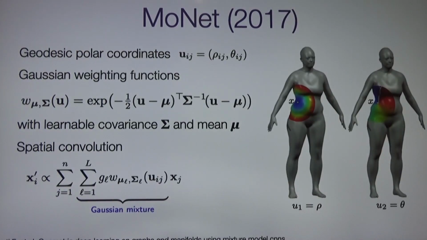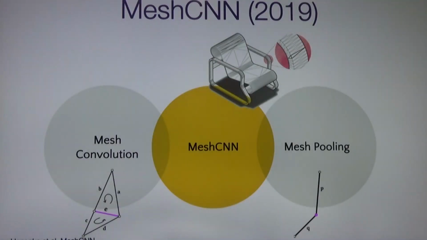So in this case, we were working with features that live in vertices. But let us work with features that live on edges instead. So how do we do that? This is a work by a great team from Israel. They have developed this MeshCNN architecture. So MeshCNN is a mesh convolutional neural network that operates directly on unstructured meshes.